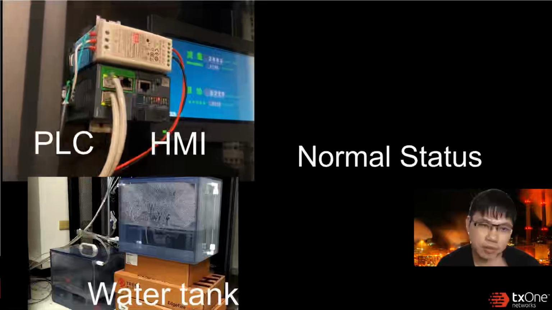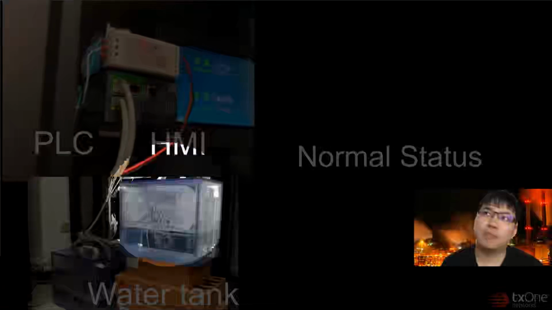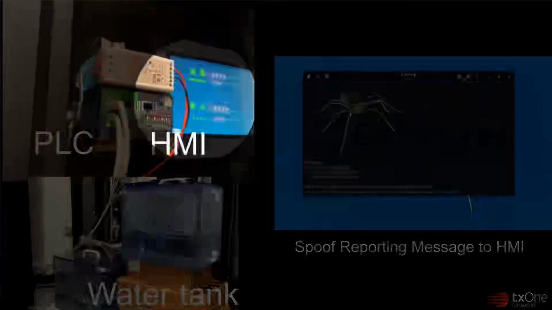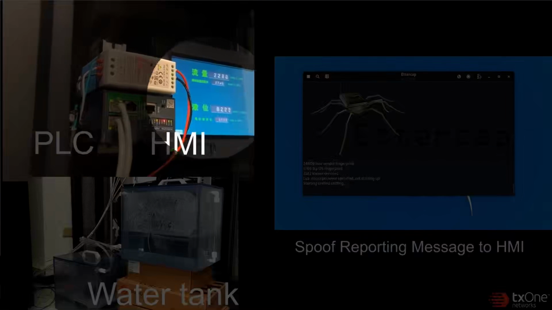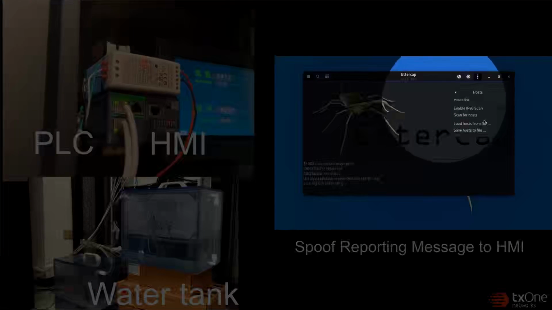Okay, based on this environment, you will see the PLC, HMI, and water tank, and it's in normal status. So we'll keep the operation running, and the values on the HMI will change. And then we perform the spoofing.